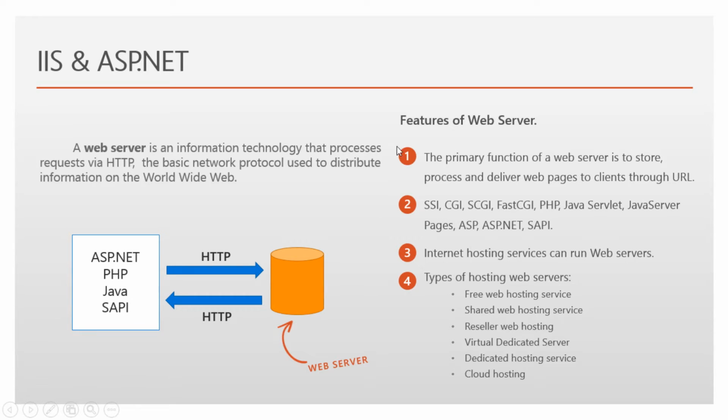The features of a web server are: the primary function of a web server is to store, process and deliver web pages to clients through a URL, Uniform Resource Locator. These are the types of hosting web servers.